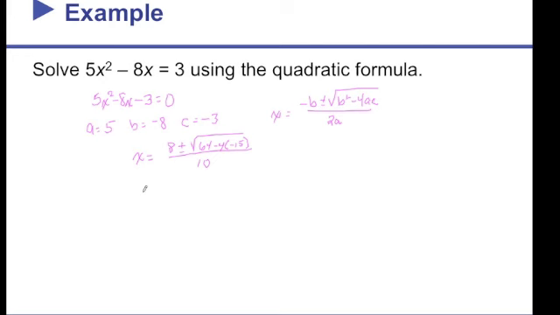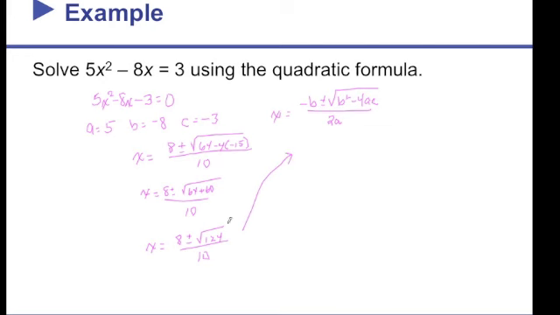Simplifying this, we'll find out x equals 8 plus or minus the square root of 64 plus 4 times 15, which is 60, all over 10. Further simplifying, x equals 8 plus or minus the square root of 124 all over 10.